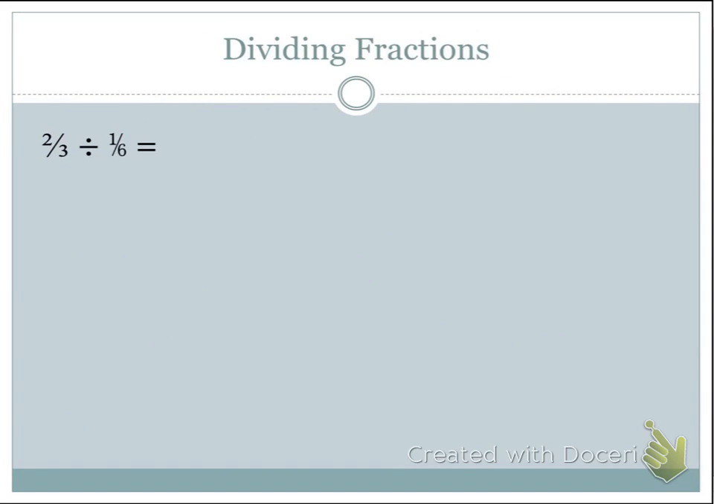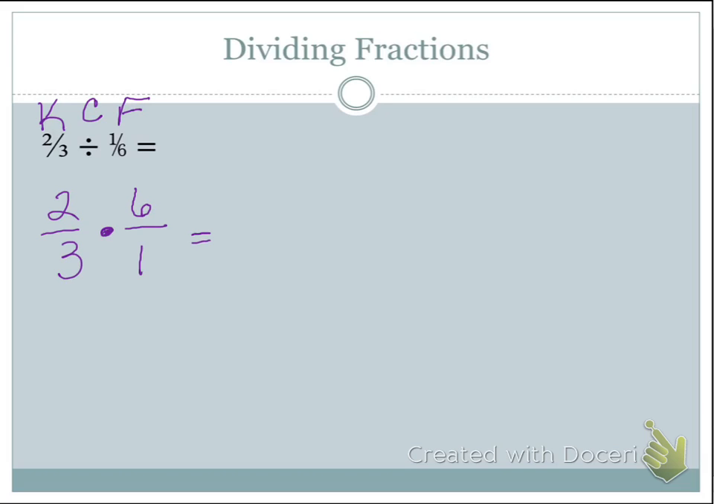So let's look at a problem. We have 2/3 divided by 1/6. So I'm going to keep this first fraction the same. I'm going to keep it as 2/3. I'm going to change my division to multiplication. And then I'm going to flip my divisor. My divisor is the number that I'm dividing by. And in this case, I'm dividing by 1/6. So instead of dividing by 1/6, I'm going to multiply by 6/1.